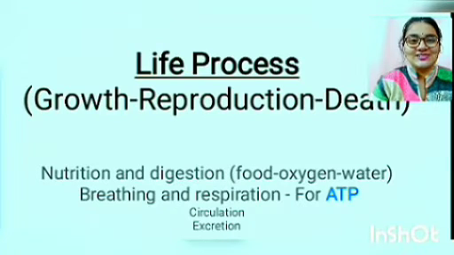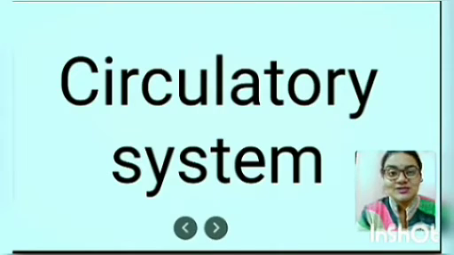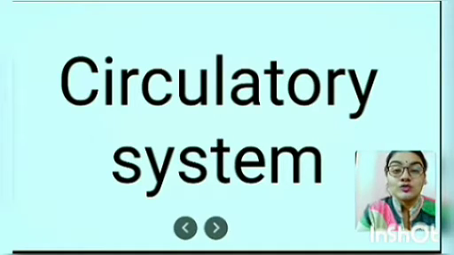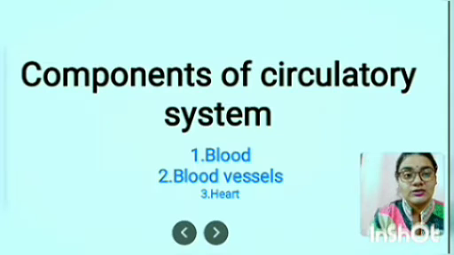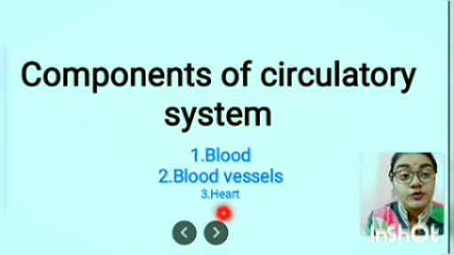So let's see why the circulatory system is very important in our body. Because the circulatory system helps to circulate all the nutrients and essential elements to each and every cell of our body. So what are the components of this circulatory system? The circulatory system is composed of blood vessels and the heart.